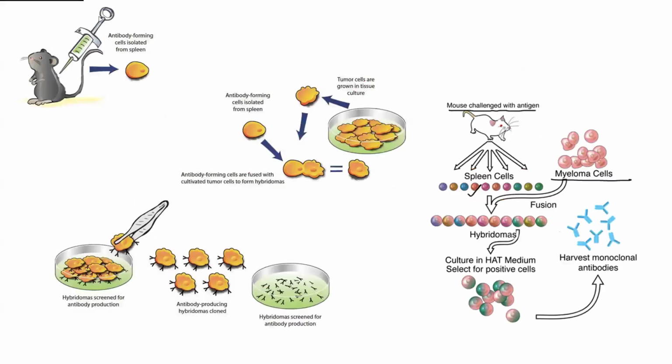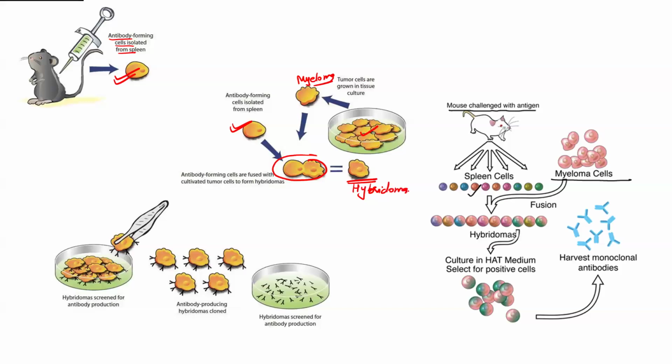Now understand the diagram. So first of all, antibody forming cells you have isolated from the spleen. Now this cell is fused with the tumor cell, meaning the myeloma cell. This is the myeloma cell. You have taken it from the culture medium. You have grown it there. And this cell fused is known as, now fusion is done. And finally, this cell is known as a hybridoma.